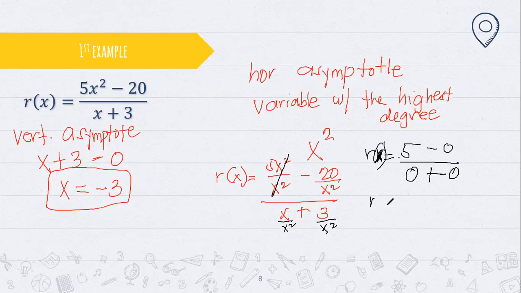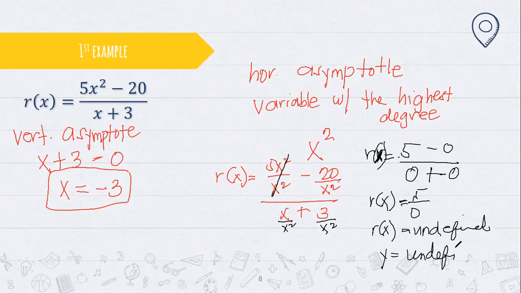So we have r of x is equal to 5 over 0. Ano ang 5 over 0, class? Ni-review ko rin to last meeting. Undefined? Sir, undefined. Okay, undefined. So our r of x is undefined. Remember that our r of x is y, di ba? So ibig sabihin y is undefined. Ibig sabihin, class, katulad ng sinabi ko kanina, kapag undefined, paano pag undefined si asymptote?